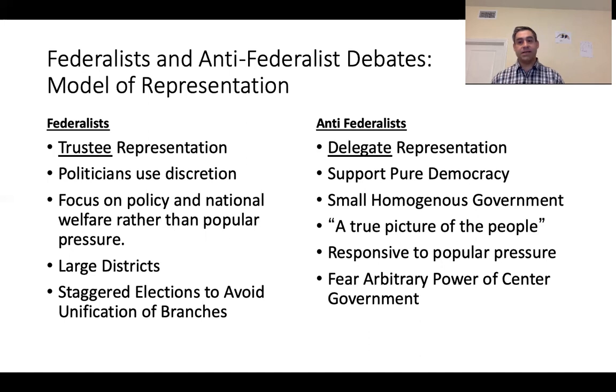The idea is that these politicians will be removed from the people, that they may have virtues that make them able to see problems and resist popular pressure and make long-term decisions that are for the good of the country and for good policy. These people will represent large, diffuse districts, and they want to stagger elections to make it hard for there to be unification of the branches.